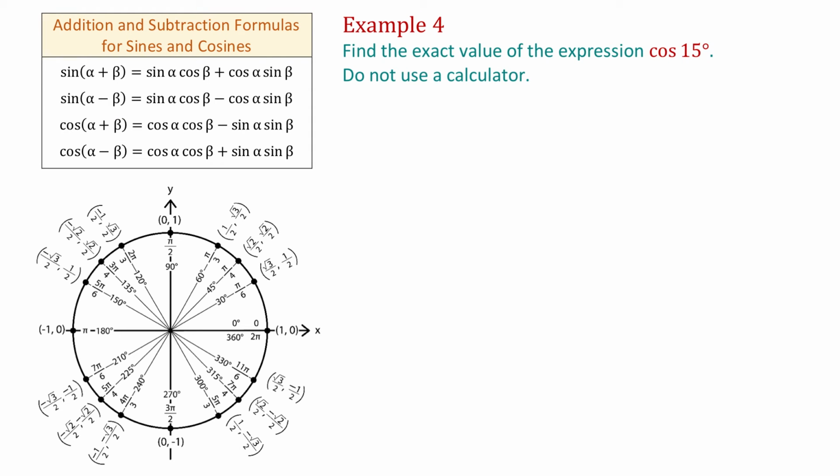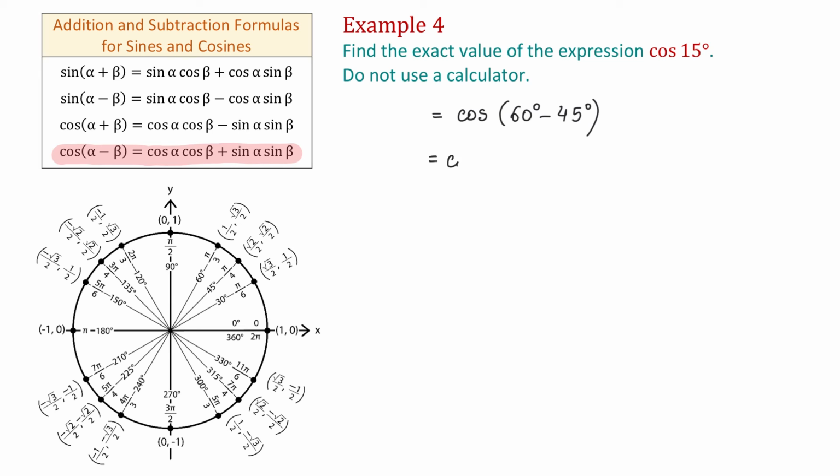In the last example, we will find the exact value of the expression cosine of 15 degrees. Again, if we don't use a calculator, then we need to work with some recognizable angles from the unit circle. Notice that we can write 15 degrees as a difference of 60 degrees and 45 degrees. So now we will have cosine of 60 degrees minus 45 degrees. And once we have a difference of two angles, then we will use the last formula, cosine of alpha minus beta equals cosine of alpha cosine of beta plus sine of alpha sine of beta.